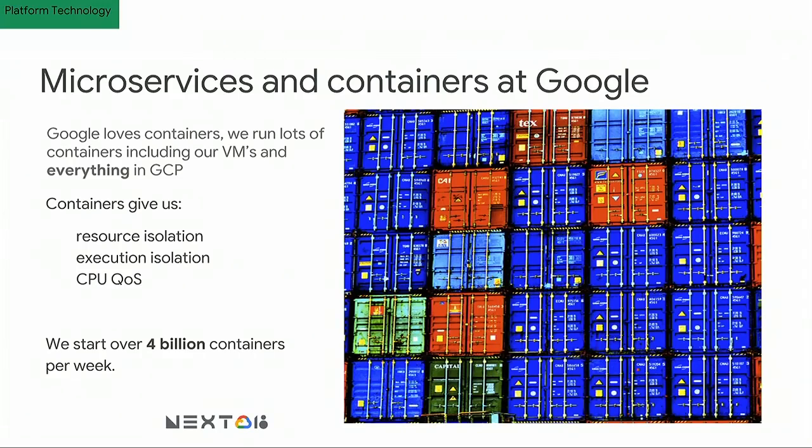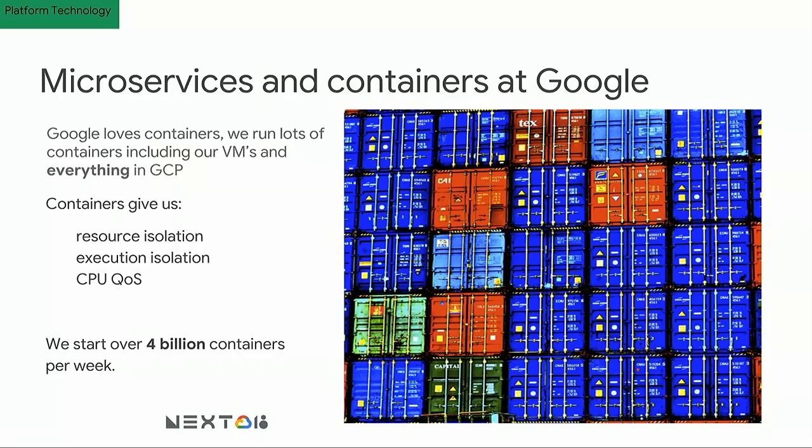We'll also be talking about sandboxing technology in general that we apply to provide multiple boundaries of security for applications, as well as our gVisor sandbox, which we open sourced back in May. You know, as I think Diane highlighted in the keynote, Google loves containers. We run a lot of things within containers, including our VMs, including everything in GCP.